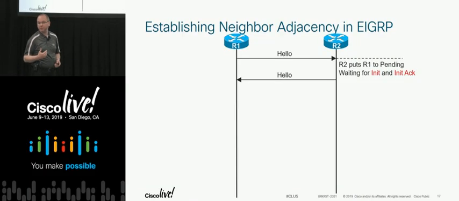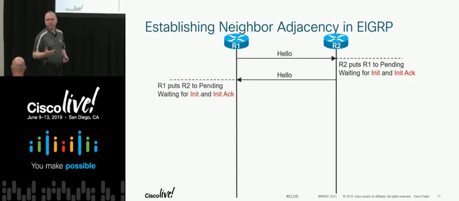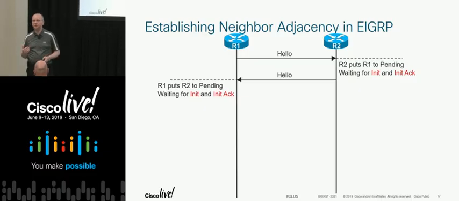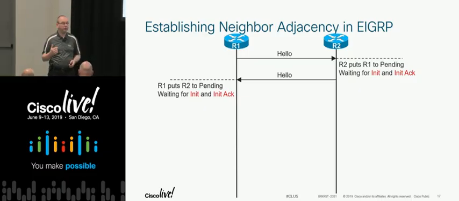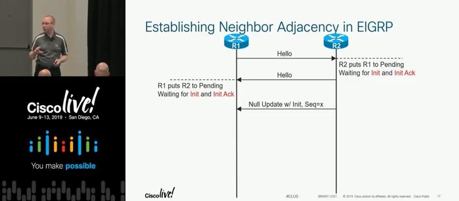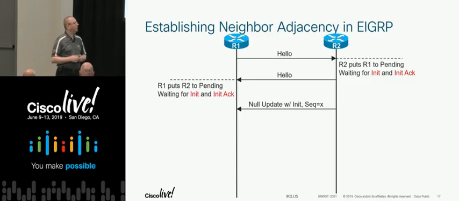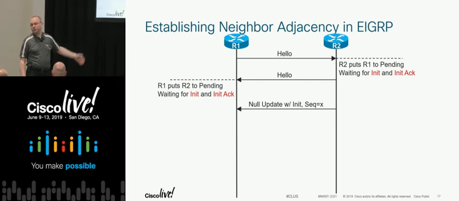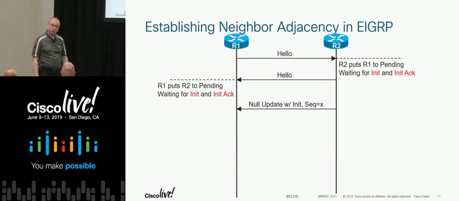Now what happens? Let's assume, for the sake of discussion, that it's R2 that first sends this initial packet. The initial packet is just an empty update. We call it a null update because it doesn't have a body. It just has a header, and in this header, we have the init flag set and the sequence number R2 is currently using. So far, so good.